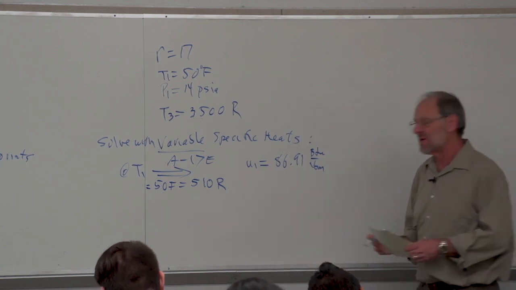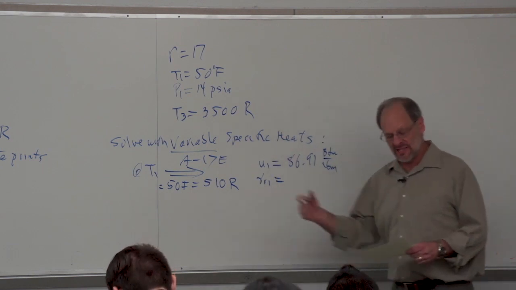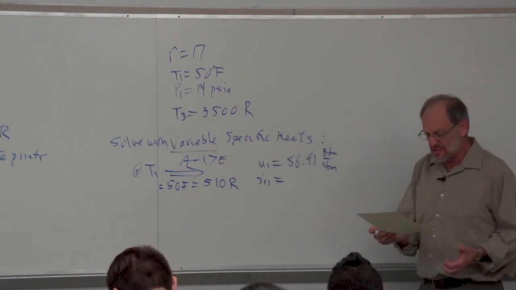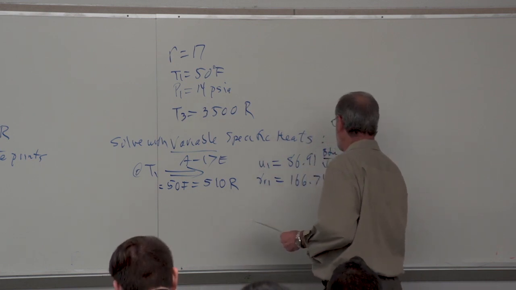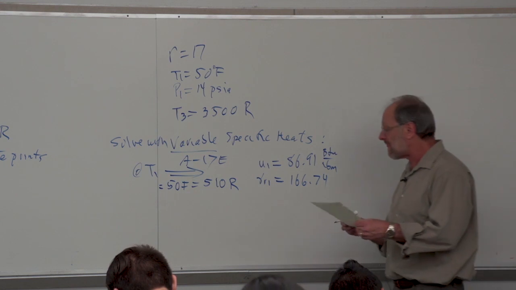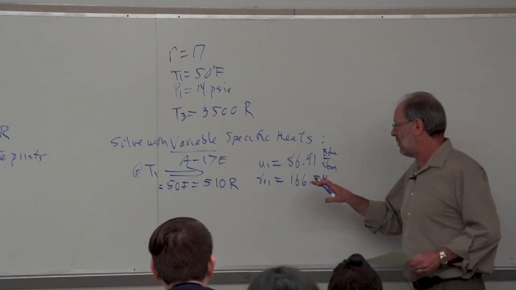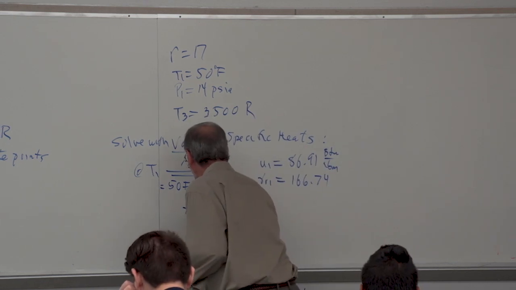And then we're also going to need the relative specific volume, so that we can then go through the next process, really the first process, which is our isentropic compression. So this is 166.74, and again, this is a dimensionless number. Now, while we're at point 1, let's also find the specific volume at 1.